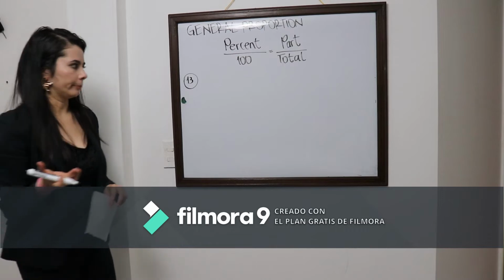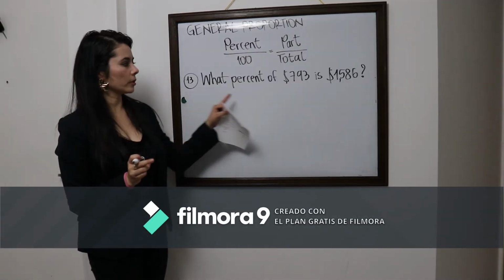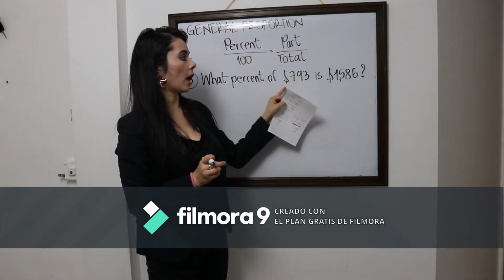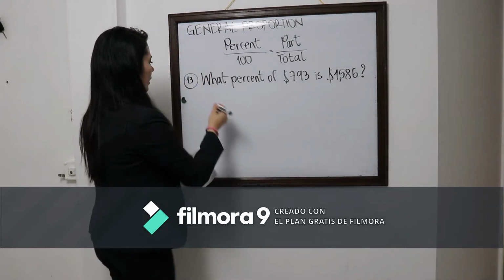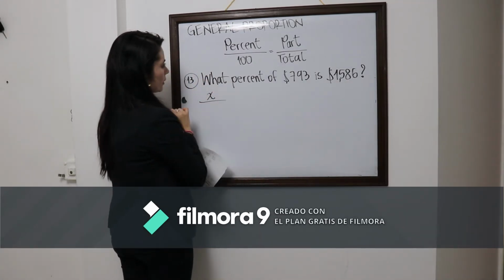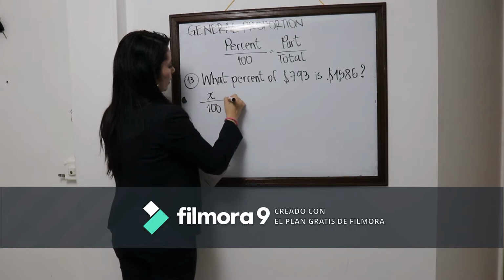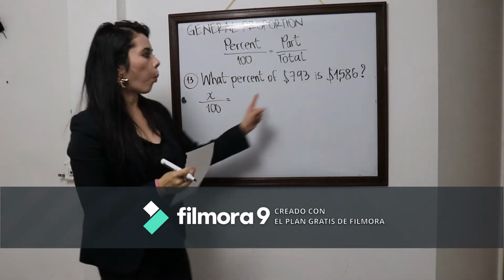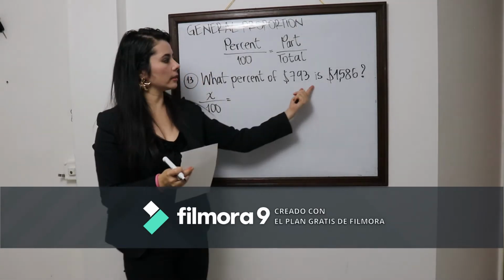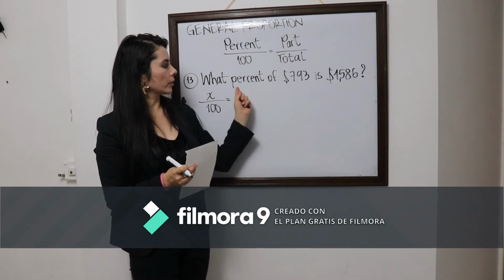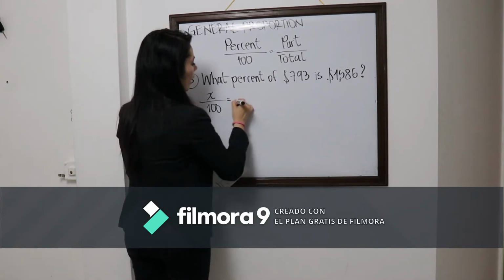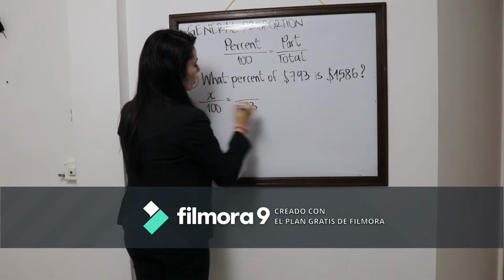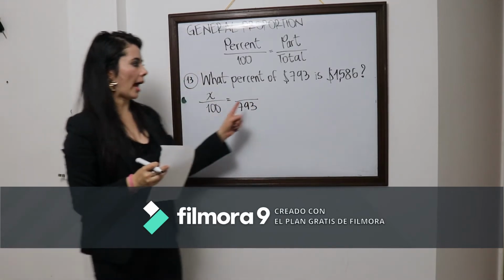Let's do number 13. Number 13 says, what percent of $793 is $1,586? Since we need to find the percent, we know the x is gonna be here, right? And then we just fill out. Now, what is the total? Well, this is gonna be the total. Percent of 793. That word of actually tells me about the total. So I know the total is gonna be that.